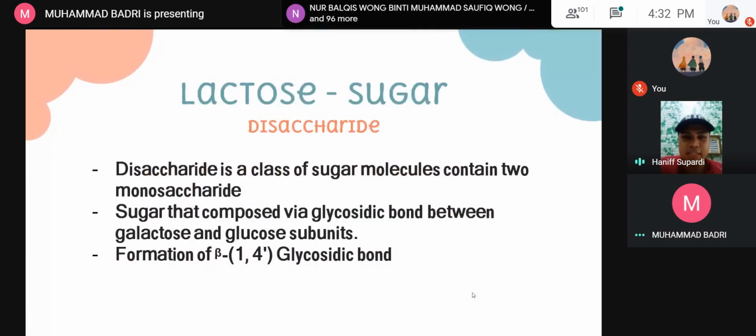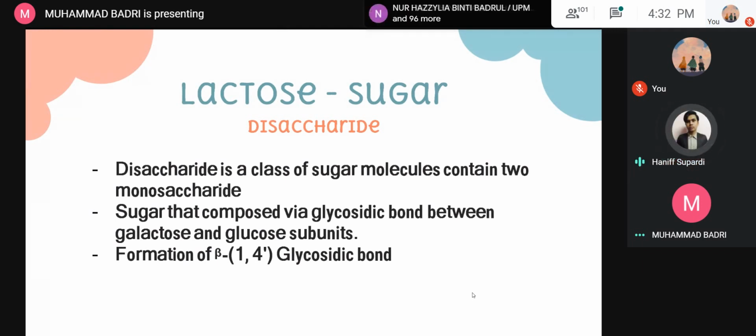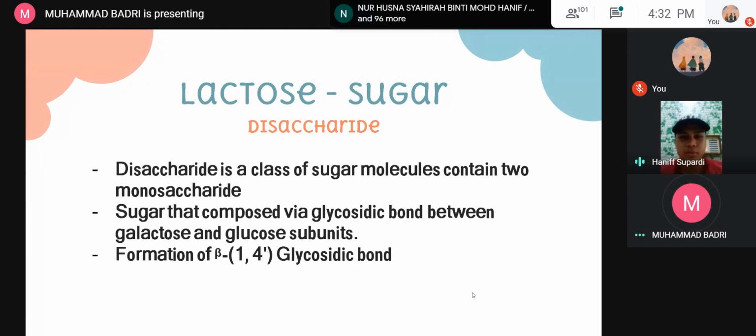Next, classification. If we recall the definition, lactose is made up of two sugar molecules, so we can conclude that lactose is a disaccharide. A disaccharide is a class of sugar molecules that contain two monosaccharides, which are glucose and galactose. Lactose is a sugar composed via a glycosidic bond between galactose and glucose subunits by the formation of a beta 1,4 glycosidic bond.